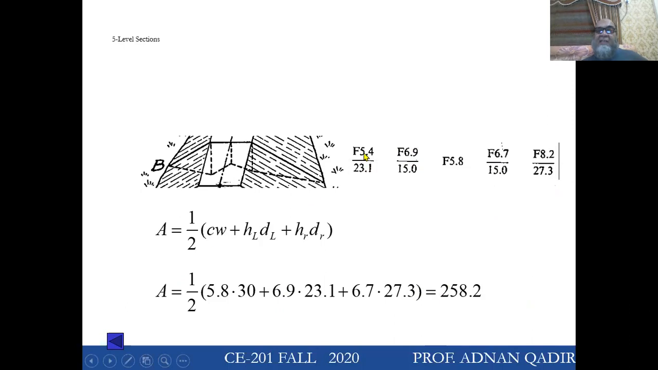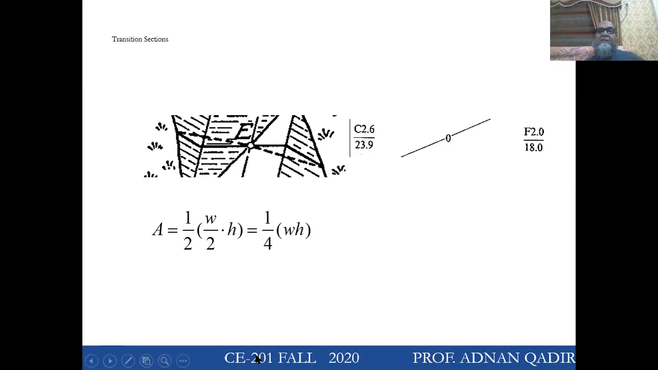This is HL. This is HR. This is DL and this is DR. That's why just plug in these values and you will get this answer. It's very simple. I hope I'm not going very fast. It's just a formulation. Anyhow, if you have problems, you can ask me during the live session.